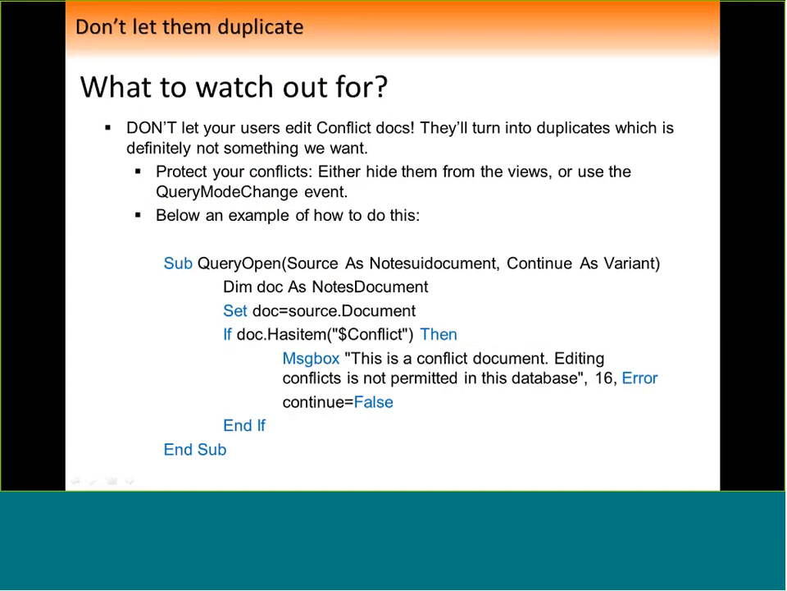So in order to prevent users from editing those conflict documents, what you can do is either hide them from views, but you want to make sure that you have a way to find conflict documents in databases, find and resolve, or you can use something like this code right here that is ideally placed into the query mode change event, so that it will check for the presence of a $conflict item before it allows users to edit the document, and it's going to just prevent them from putting this document into edit mode before you resolve that conflict.